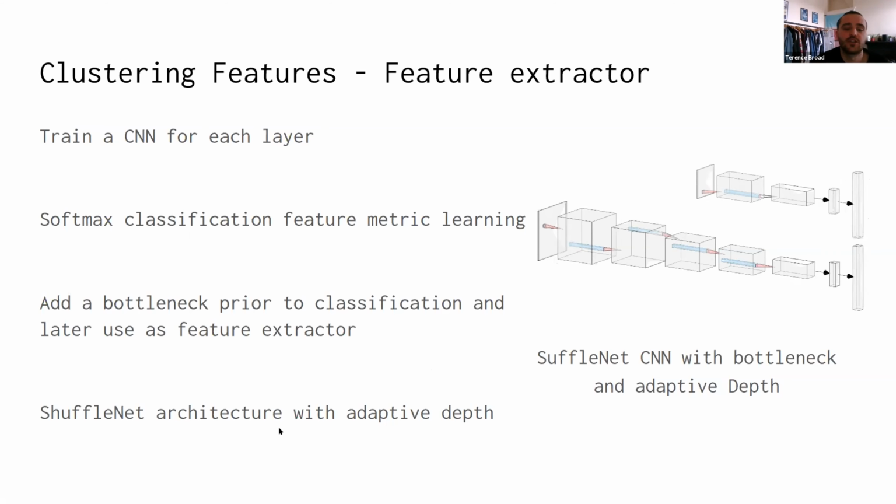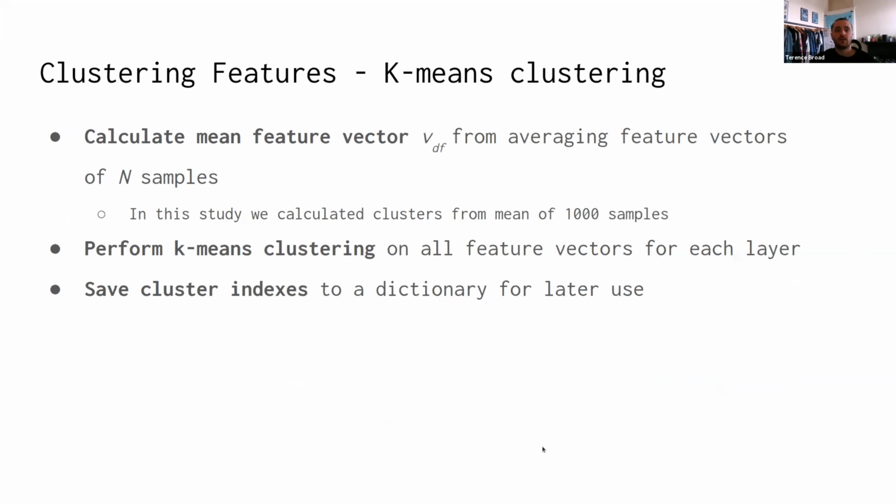And we use a ShuffleNet architecture, which is just a very efficient CNN architecture. And we have adaptive depth because different layers of the GANs have different resolution activation maps. So then we perform k-means clustering. We get a mean feature vector for each sample. So in this case, we generated 1,000 samples, and then we got mean feature vectors that represented each convolutional filter.